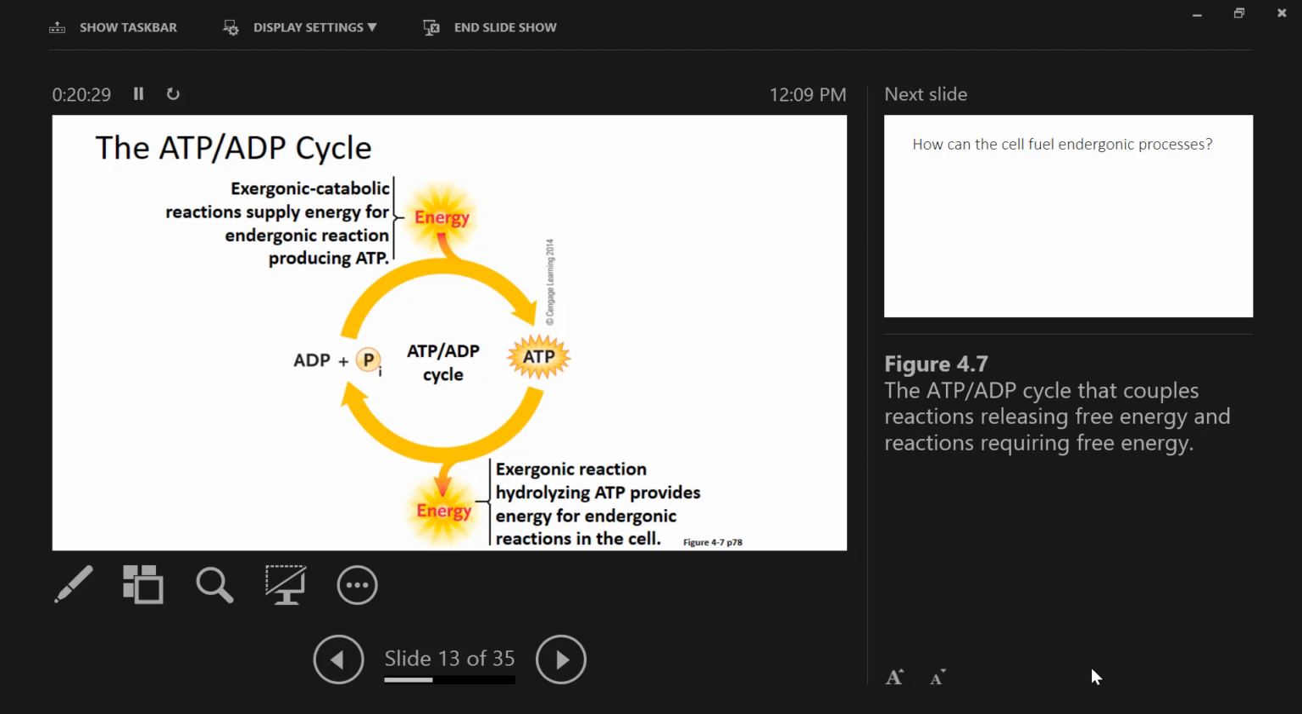So notice in this cycle we have energy both leaving and entering this cycle. And it's a really good reminder that yes, breaking ATP releases energy, but also yes, it means you need more energy to rebuild it. You need more energy to rebuild it. And that makes sense, right? If you're going to spend money, you need a way to get it back. You need a way to get it back.